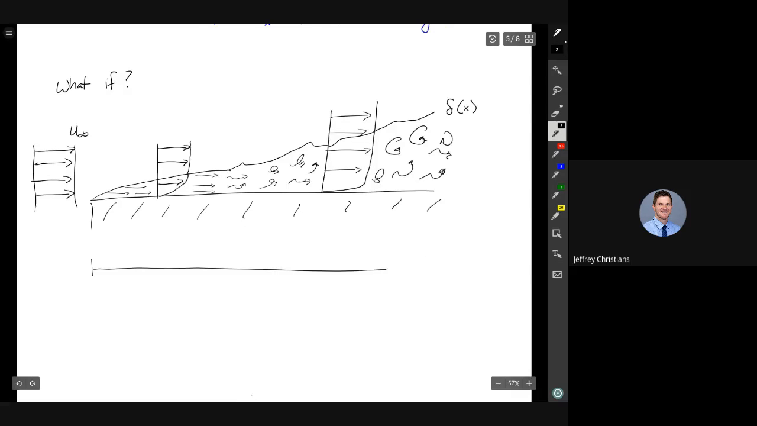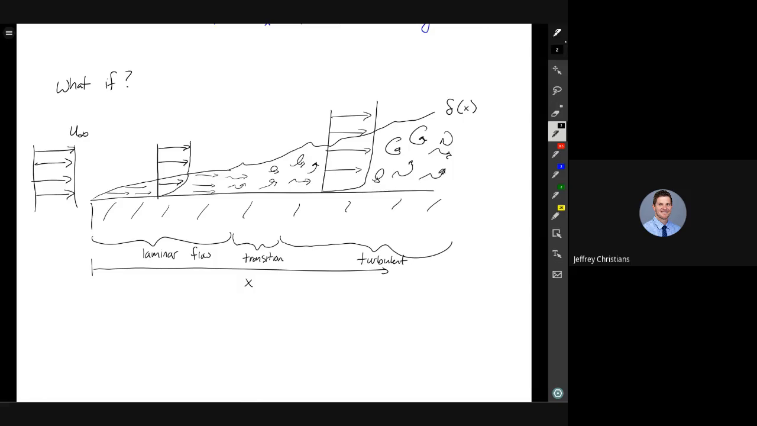So this is all x. There's a regime where things are behaving one way: laminar, which is really what we've talked about before. There's going to be some region which is a transition. And then another region where we have totally different flow characteristics, where we have turbulent flow.